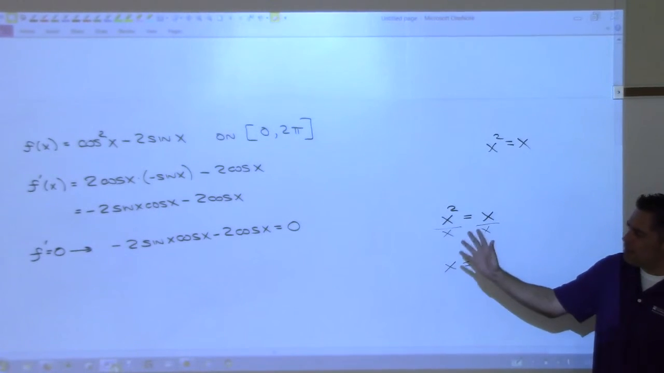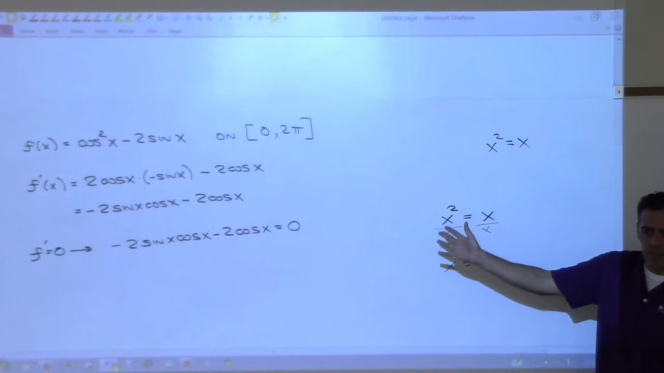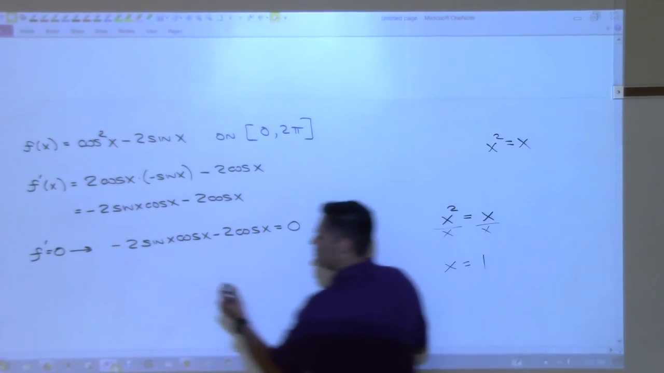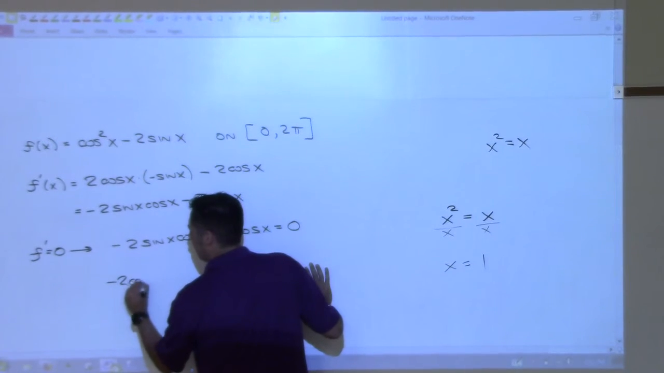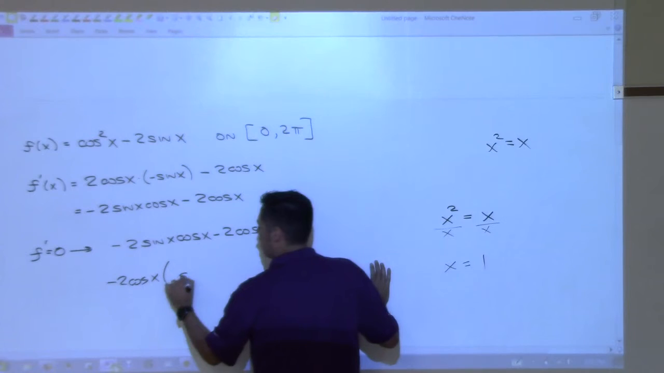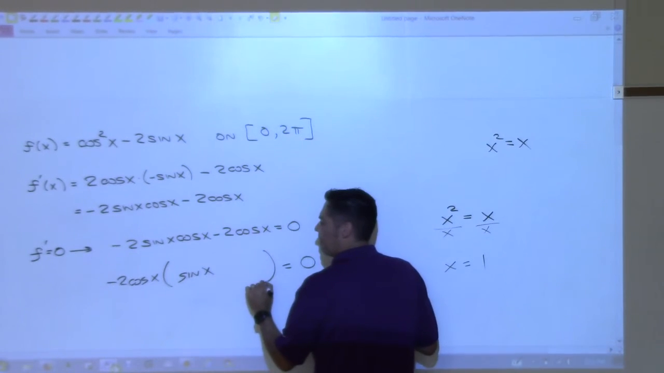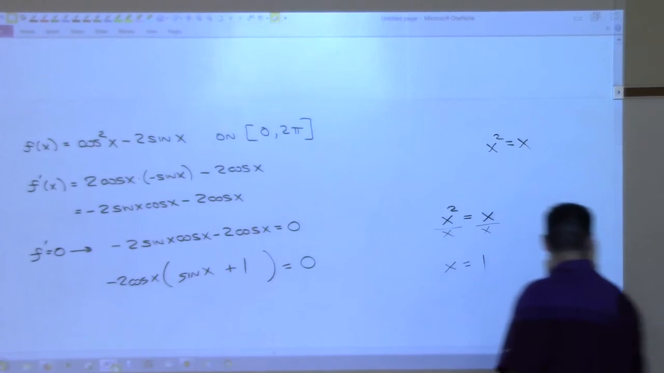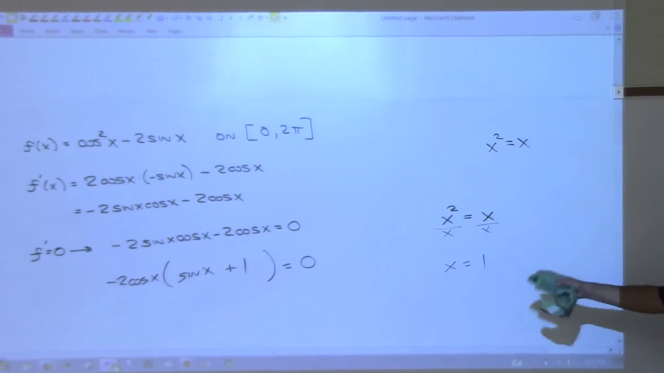Look at the left side, just factor it. Just greatest common factor. Negative 2 cosine x comes out. And then now you have sine x, what? We pulled the negative, so plus 1. Right? So we have that now.